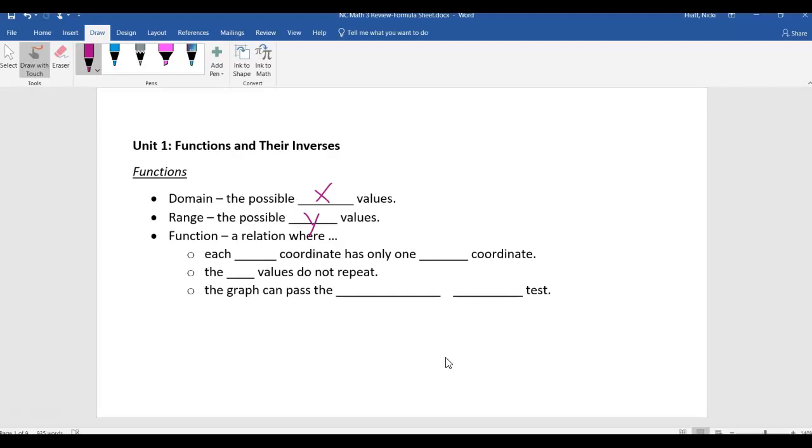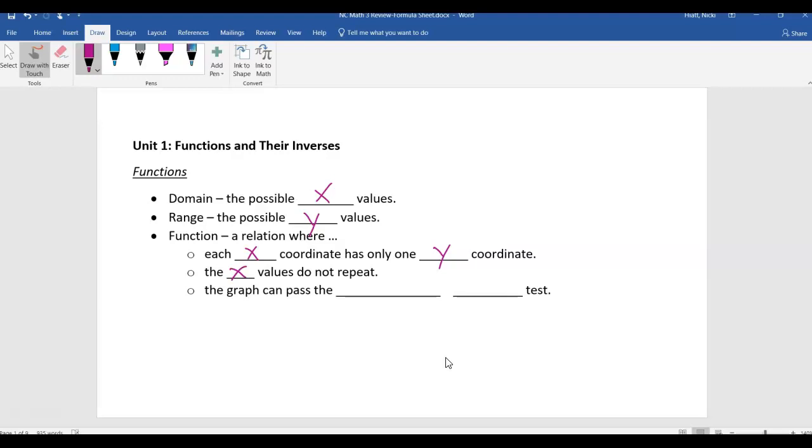We talked about what made a function. A function is a relation where each x coordinate has only one y coordinate. If you're looking at a list of points, this means the x values do not repeat.